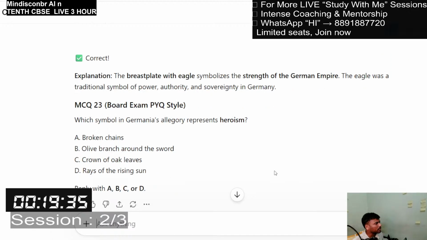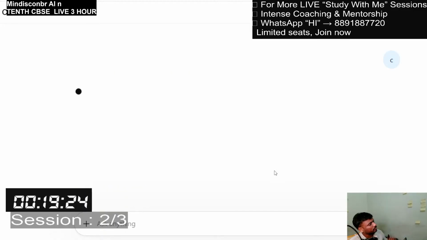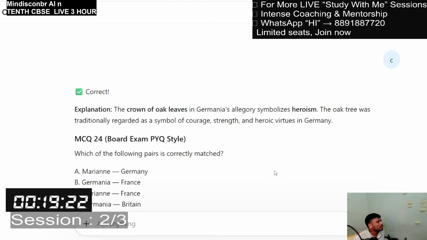Which symbol in Germania's allegory represents heroism? Crown of oak leaves. The crown of oak leaves in Germania's allegory symbolizes heroism. The oak tree was traditionally regarded as a symbol of courage, strength, and heroic virtues in Germany.